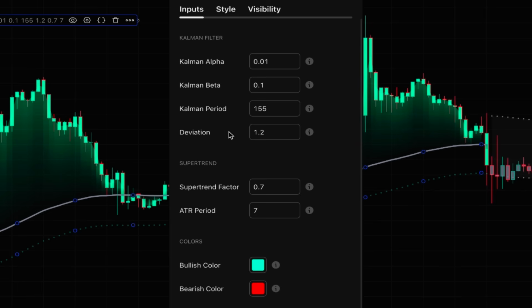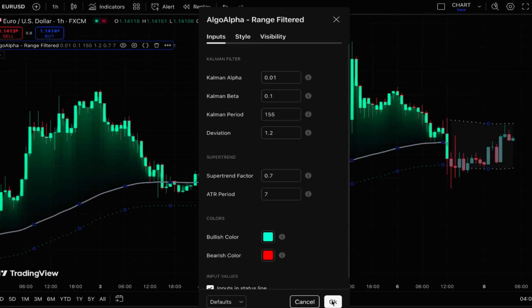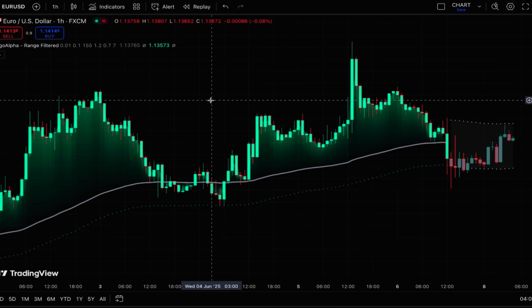And here we have deviation, which is set at 1.2, and this is the distance of the bands from the middle line. Similarly, you can increase this depending on the volatility of the market. And here for Super Trend, we have 0.7 for Super Trend factor and 7 for ATR period, which are optimized settings for the strategy that I want to explain. Alright, now let's see what we have here and how we can use it for trading.